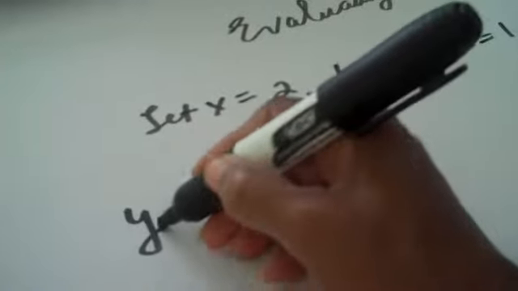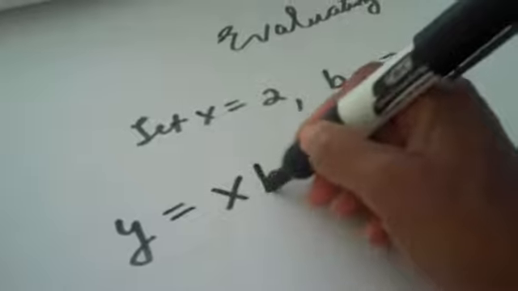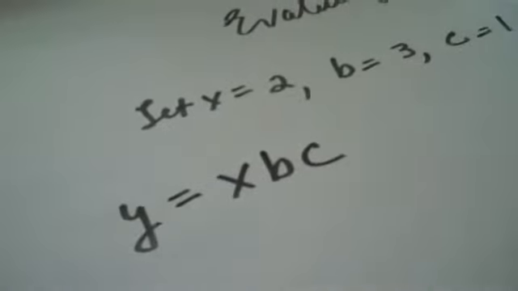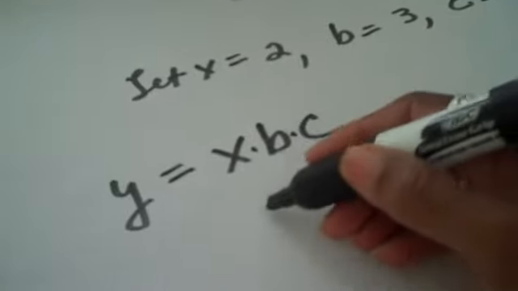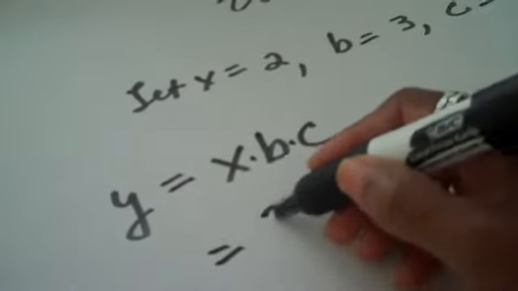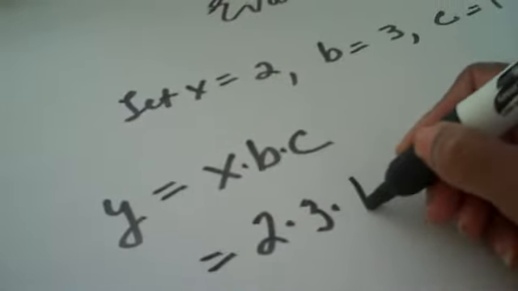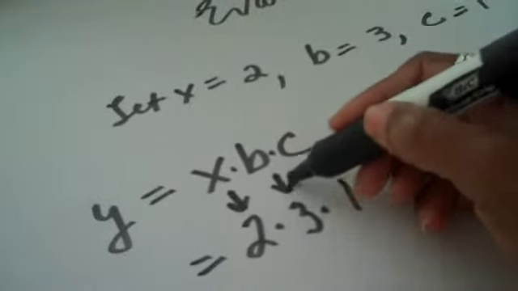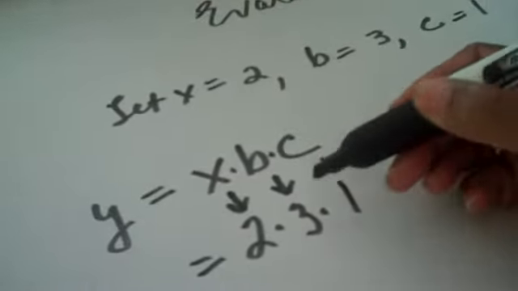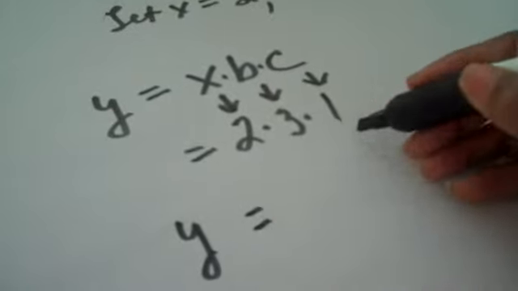Let's find y, the value of y when y = xbc. Now, xbc means x times b times c. So then we'll plug in our values, and we know that x is 2, b is 3, and c is 1. So substitute in the value for x, the value for b, and the value for c, and those are all multiplied together. And then that means that y is equal to 2 times 3 times 1, which is 6.